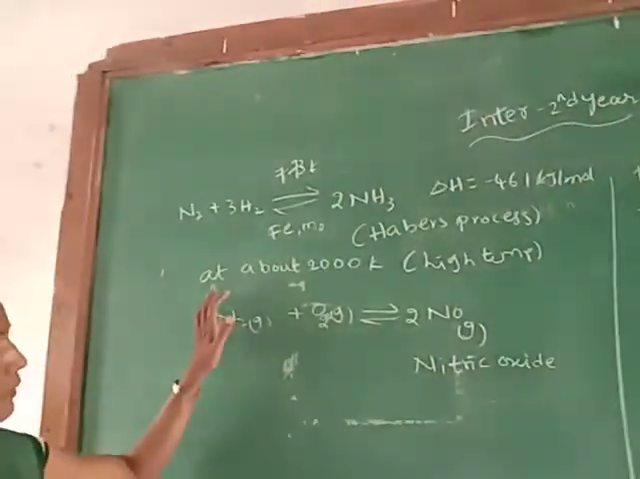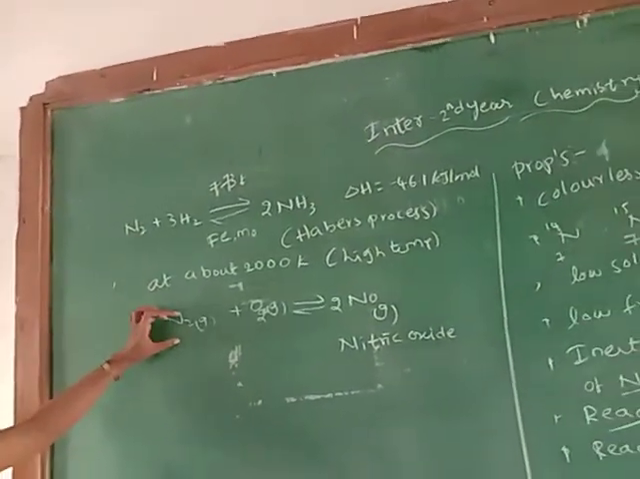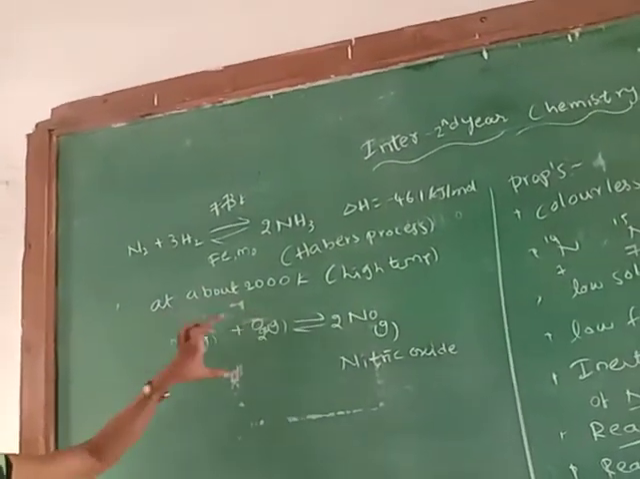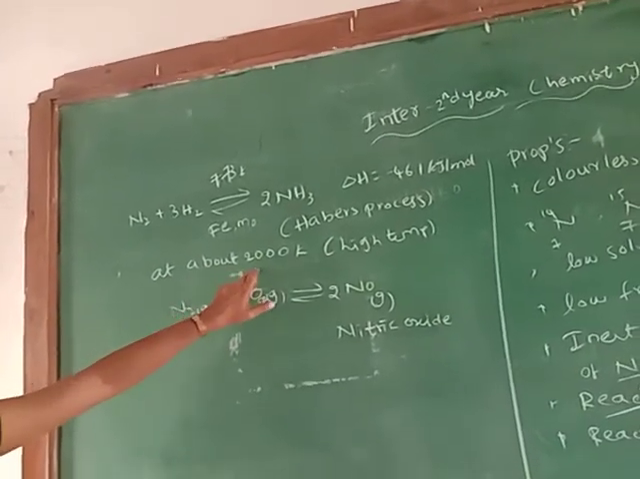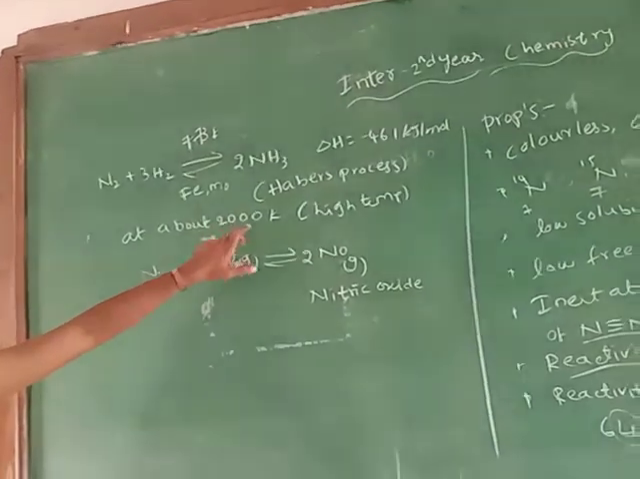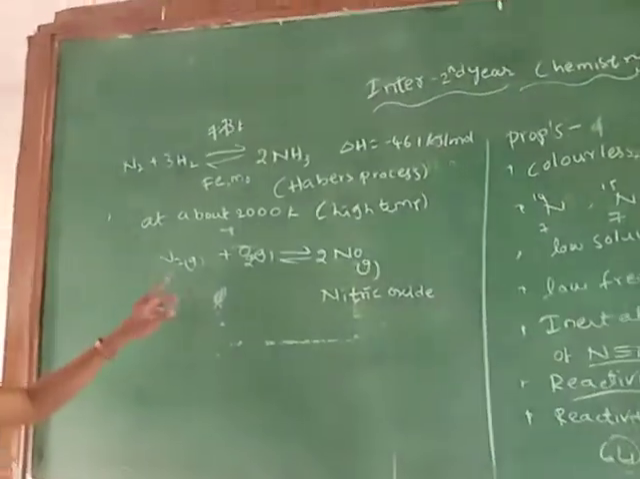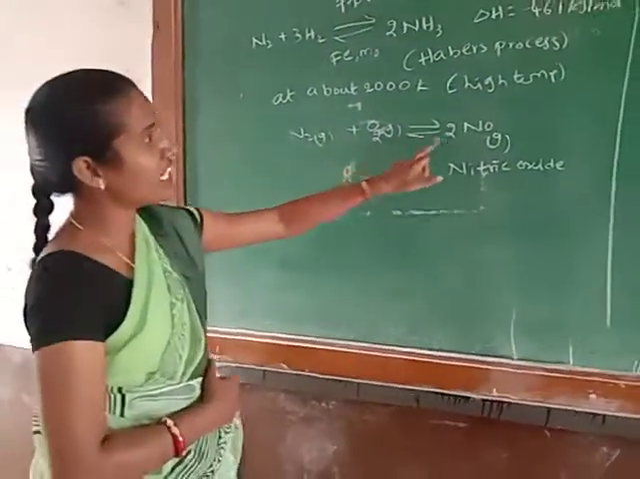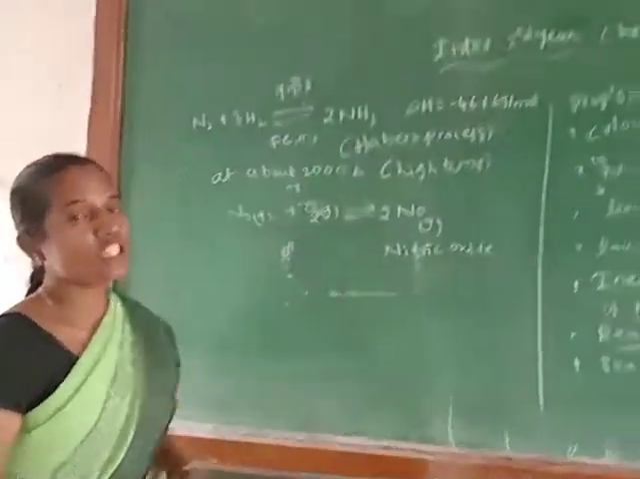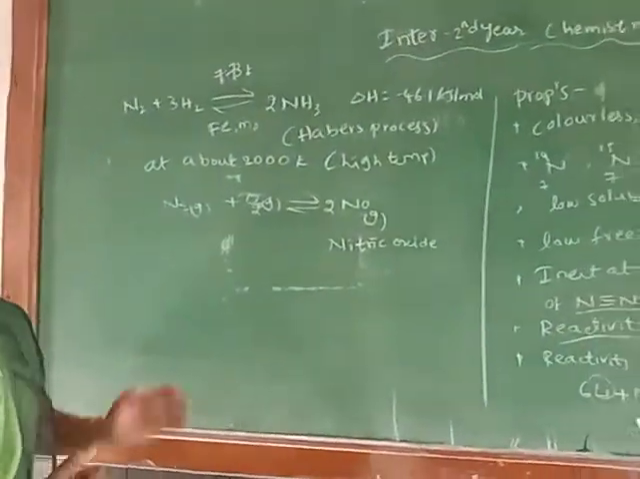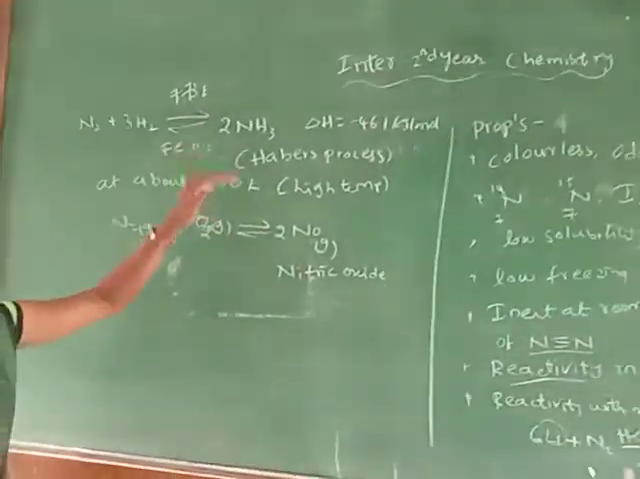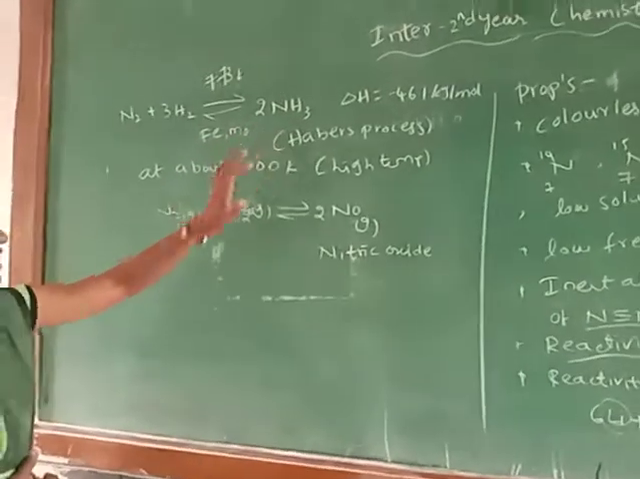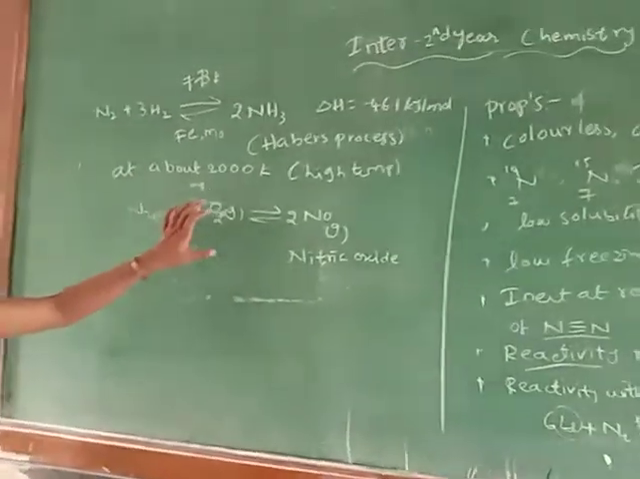Nitrogen can also react with oxygen. They both are gases, yes or no? Nitrogen and oxygen react with each other at a high temperature of 2000 Kelvin. This dinitrogen reacts with oxygen and we get nitric oxide. These are the chemical reactions. The nitrogen reacts with metals, is used in the formation of ammonia, and forms nitric oxide.